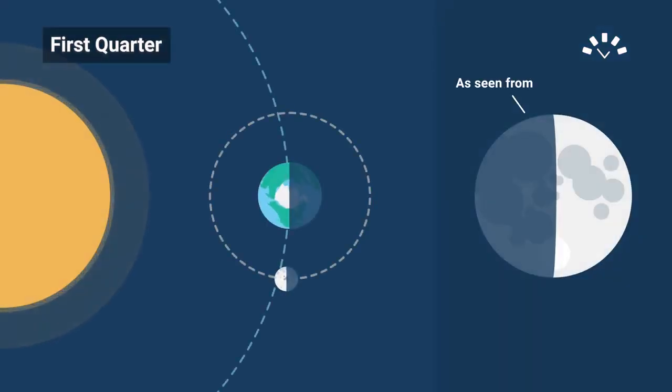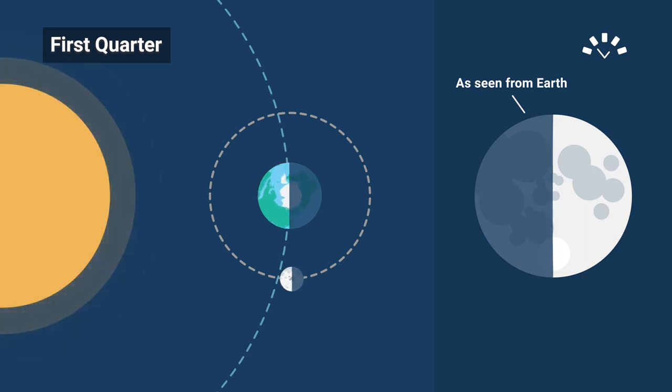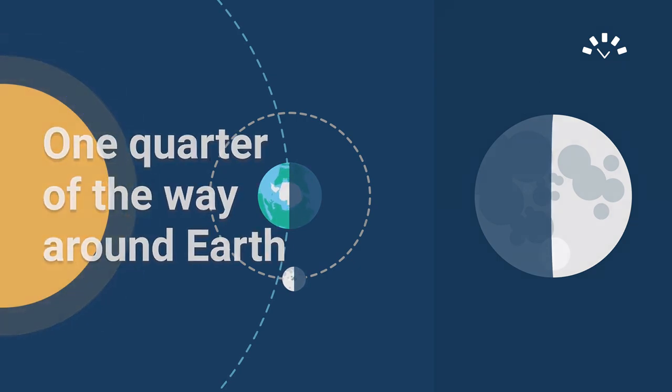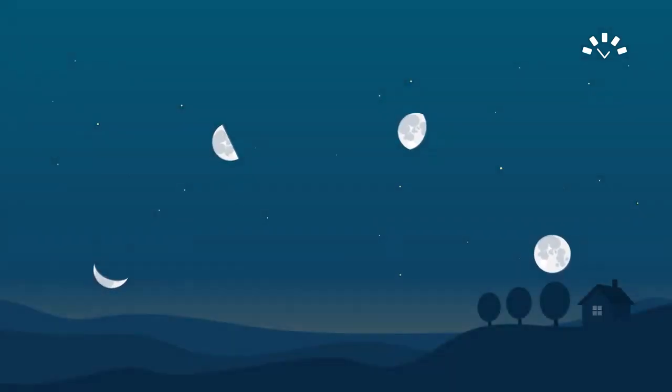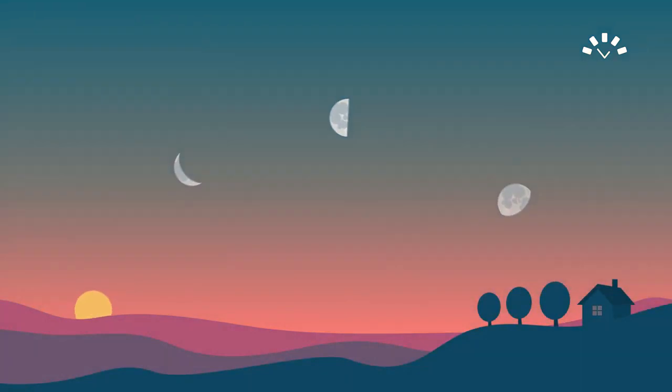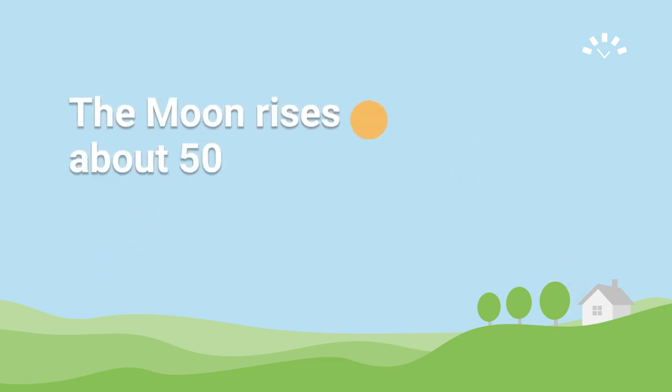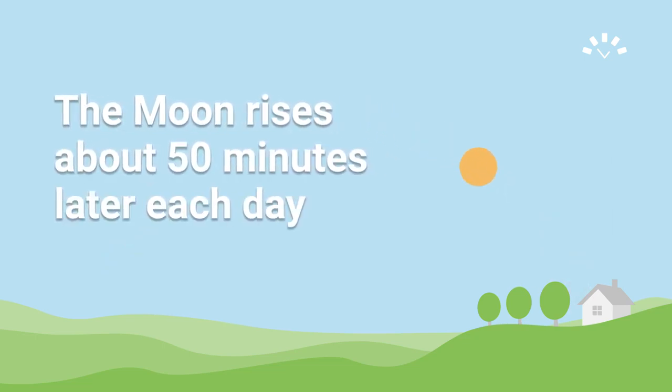As seen from Earth, the moon is 90 degrees from the sun and exactly half its face is illuminated. This is the first quarter moon because the moon has gone 1/4 of the way around Earth. So what's next? Stay with us and see what happens to the moon as it travels through its phases. And remember, the moon rises about 50 minutes later each day.